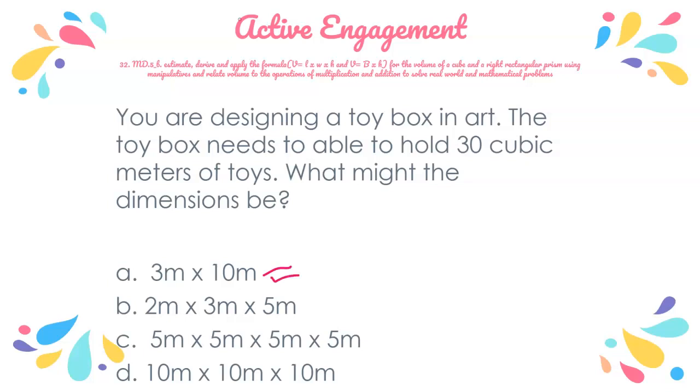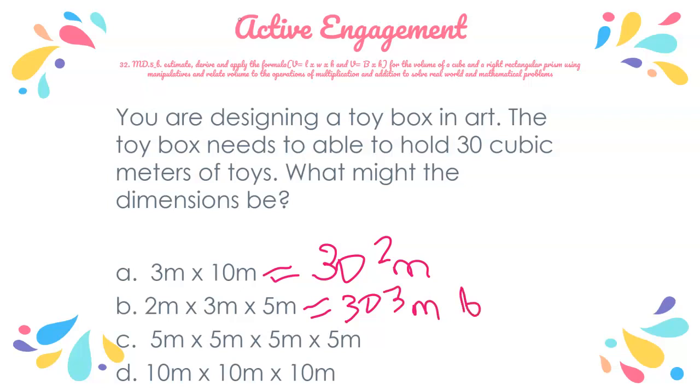So 3 times 10 is 30, but this isn't cubic, it's square meters. So we have 2 times 3, that's 6. 6 times 5, that's equal to 30. And we have 3 dimensions, so that's cubic meters. So, of course, that's one of the answers.